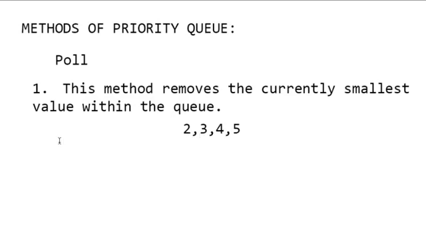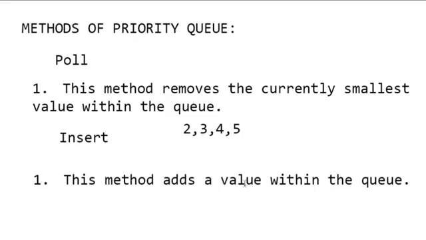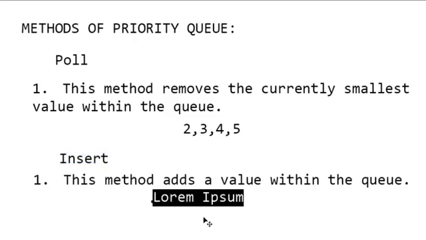Next is the insert method. Here in the insert method, this method adds a value within the queue. Let's say that I have a queue. It has 1, 3, 4, and 5. Since this is what I chose, from least to greatest, here also I used least to greatest.